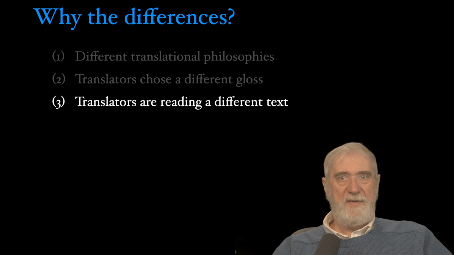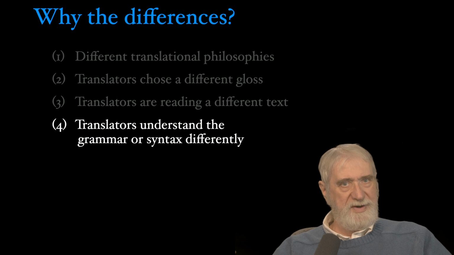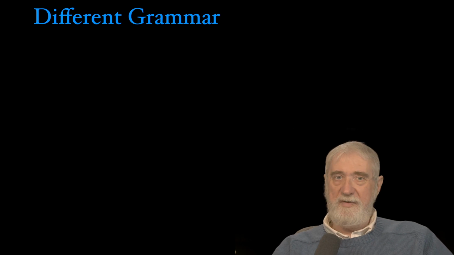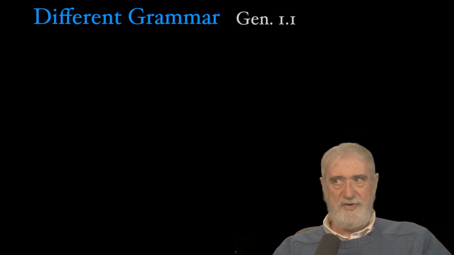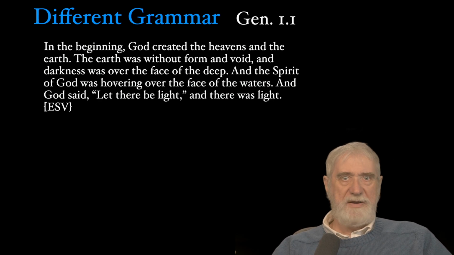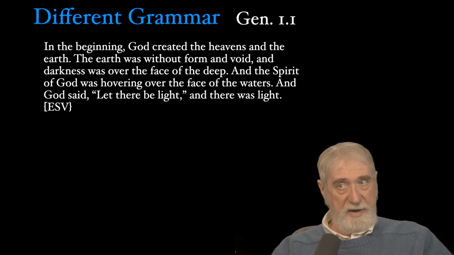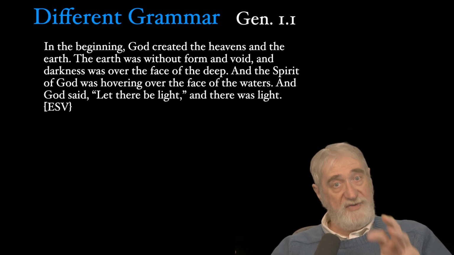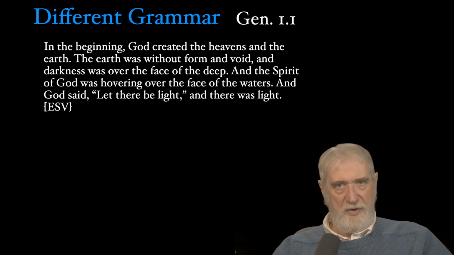The fourth way that translations differ is when translators understand the grammar or syntax of a passage differently. So here we can turn to the very first verse in the Bible for an example, Genesis 1:1. The ESV translates this in a very straightforward way. "In the beginning, God created the heavens and the earth." Period. "The earth was without form and void, and darkness was over the deep, and the Spirit of God was hovering over the face of the waters." Period. "And God said, 'Let there be light,' and there was light." Period. So, three sentences, each with an independent thought.